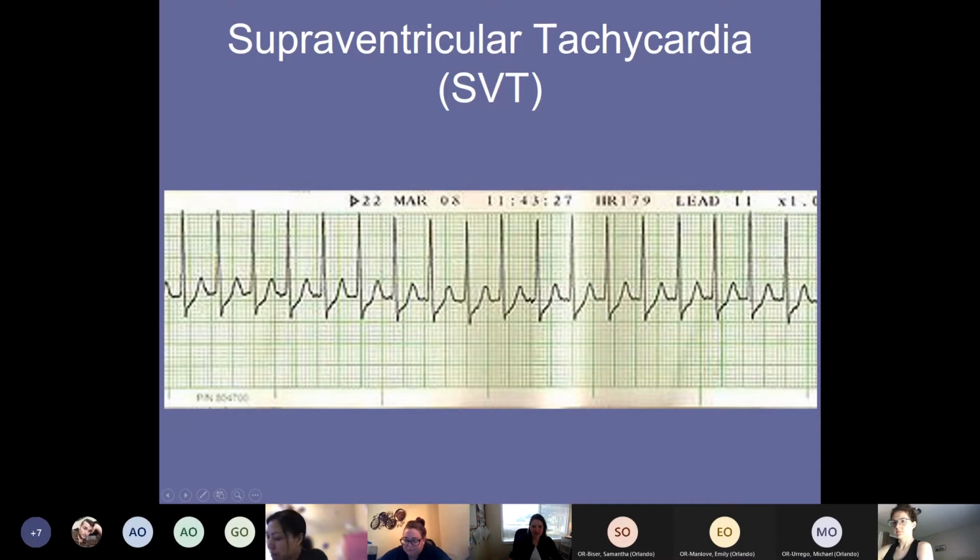Okay. Treatment. If they're stable, if they're tolerating this, and most patients will initially, we do vagal maneuvers. We can use rapid administration of adenosine. I think I've got a video in here for you guys. It's a good one. You can watch that on your own. And then if it's unstable, you can cardiovert this patient.